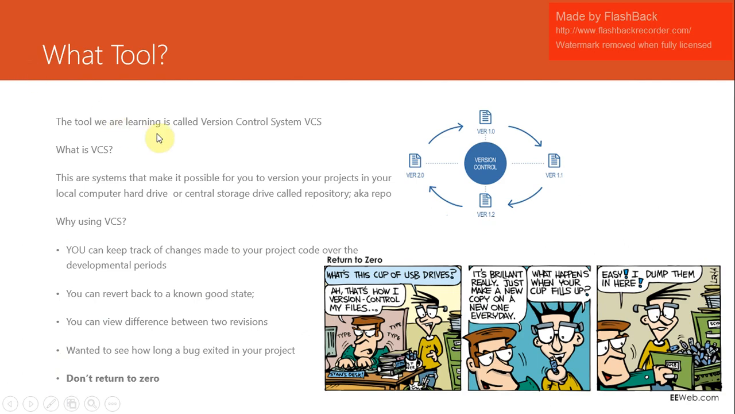The tool we'll be learning today is called Version Control System, aka VCS. So what is VCS? These are systems that make it possible for you to version your projects into your local computer or into a central repository, which is commonly called the repo. So why do we use VCS? You can keep track of changes made to your project.